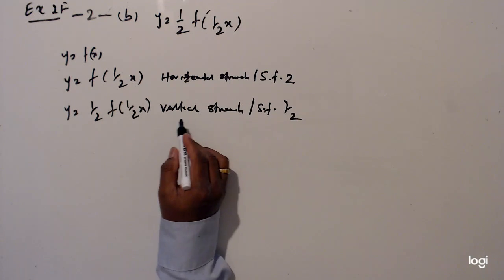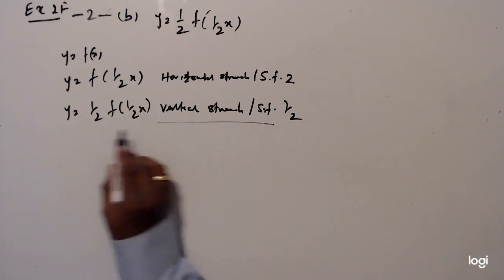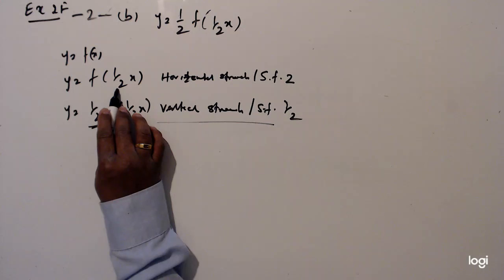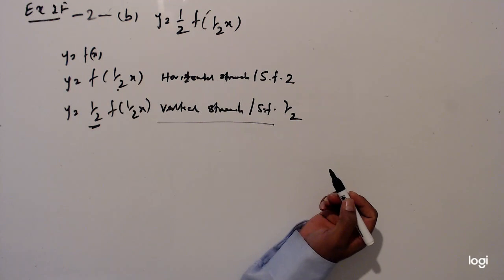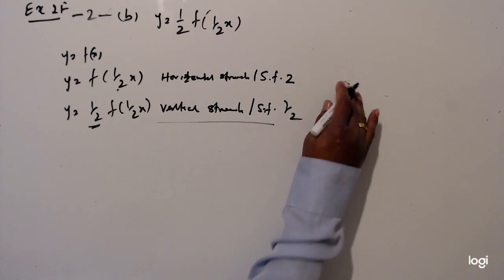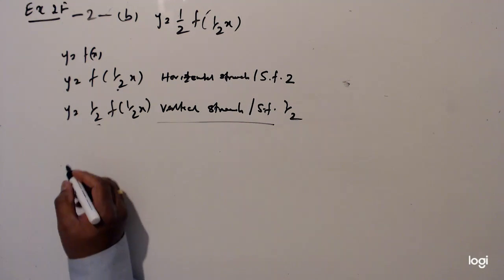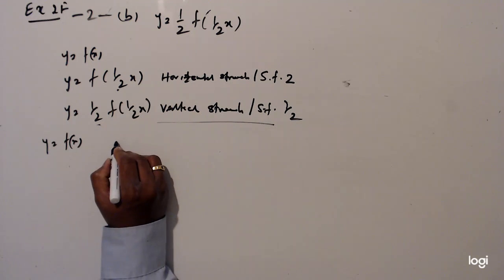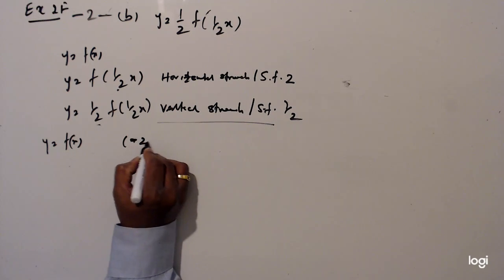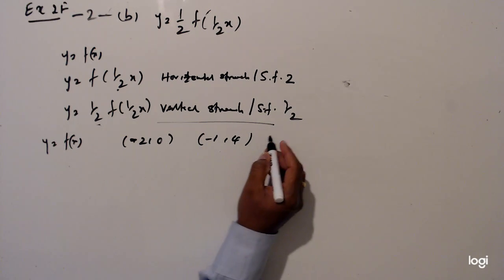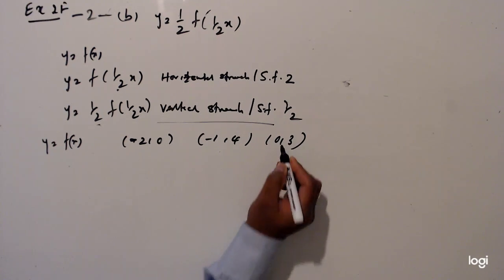We discussed that any stretch along the y-axis stays the same. Any stretch along the x-axis is going to be 1 over. That's why 1 over half is 2. And the points of y equals f(x) are (-2, 0), (-1, 4) and (0, 3).